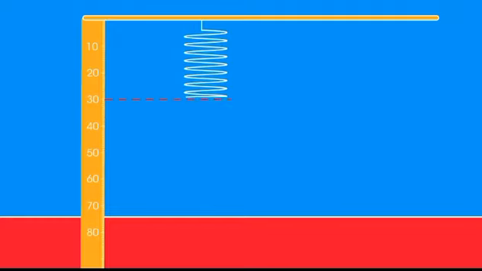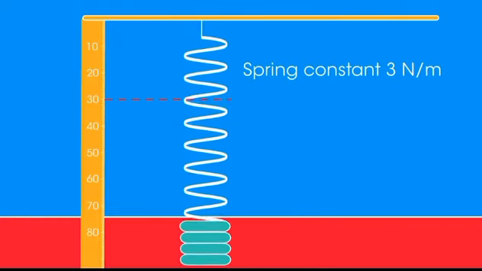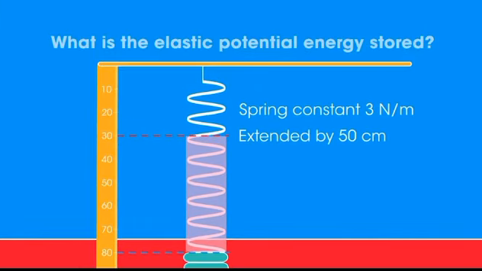Let's try applying this. A spring is stretched. It has a spring constant of 3 newtons per meter. It is extended by 50 centimeters. What is the elastic potential energy stored by the spring? Pause the video while you work it out.